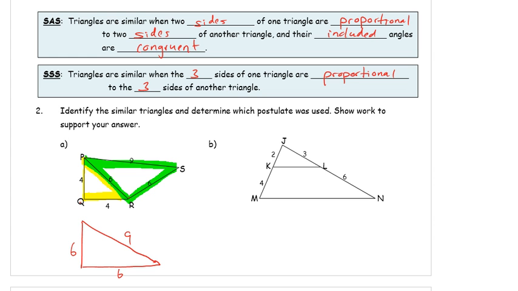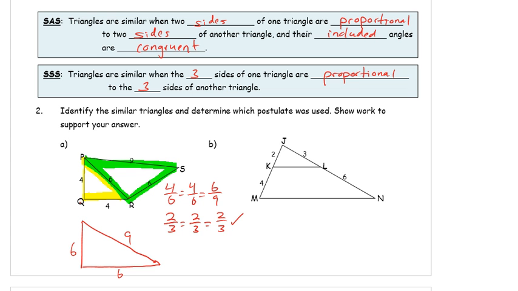So what you've got here is that you have 4 to 6, you have 4 to 6, and then you have 6 to 9. So what we've got is 4 over 6 equals 4 over 6 equals 6 over 9. We want to make sure all those ratios are the same, because if they are, we have proportional sides. 4/6 can be reduced to 2/3. 6/9 can be reduced to 2/3. So these sides are all proportional to each other.